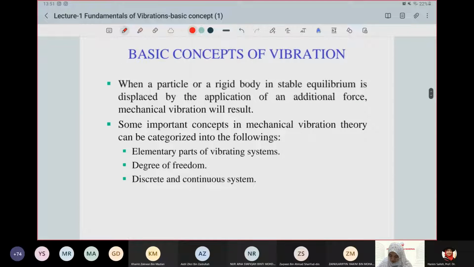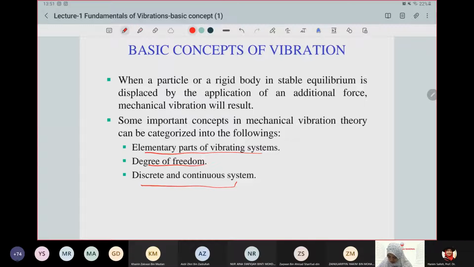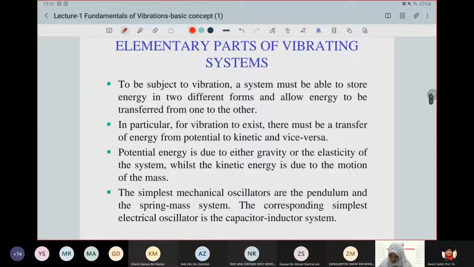Some of the important concepts in the theory can be categorized into the following: the element parts of a vibrating system, degree of freedom, discrete, and continuous. There is a definition for all of those. When things are vibrating, there is energy related to it. A system must be able to store energy in different forms and allow energy to be transferred from one to the other. That's why you can also get your EOM based on the energy method. In particular, there must be a transfer of energy from potential to kinetic and vice versa. That's what happens when you have vibration.